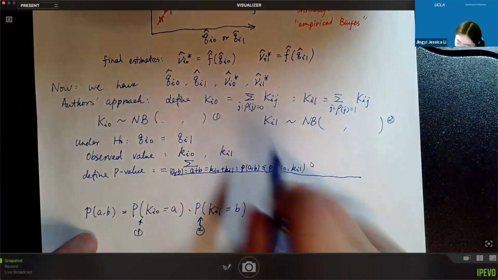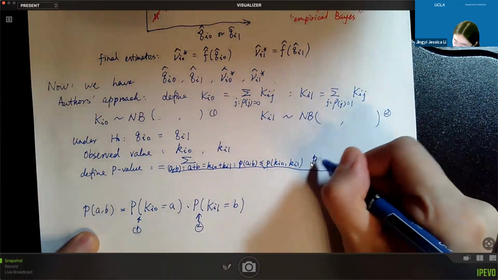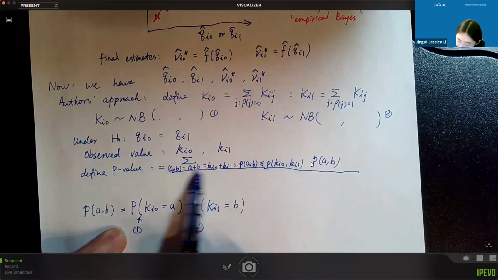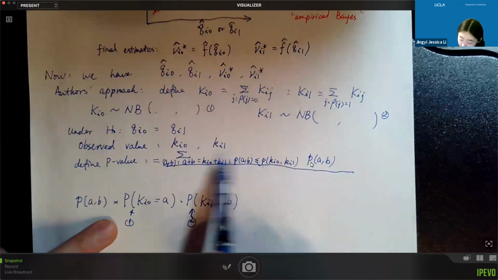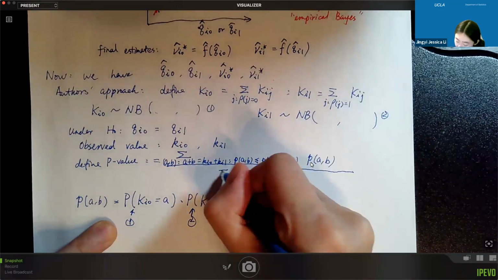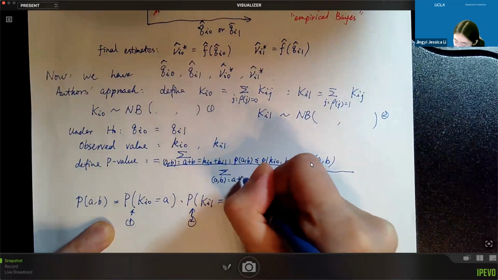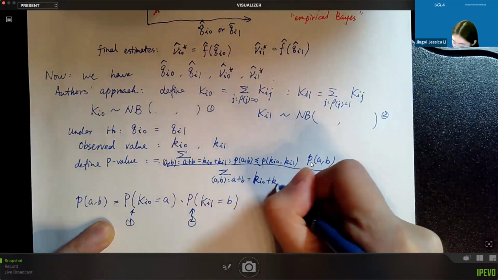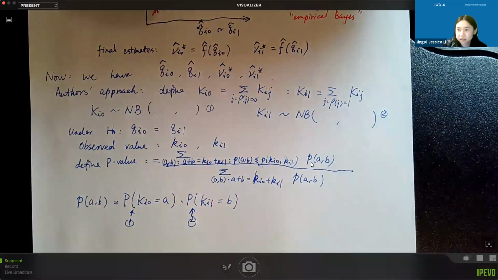For these numbers A and B, they compute their probability like this, and then they take the sum over all these A, B combinations. That's the numerator. For the denominator, they define it to be all the A and B's such that A plus B equals Ki0 plus Ki1, and they also do the summation. This is what they calculated, or defined, as the p-value.